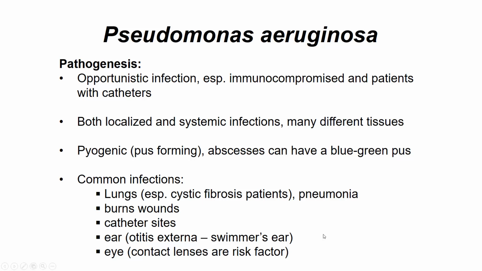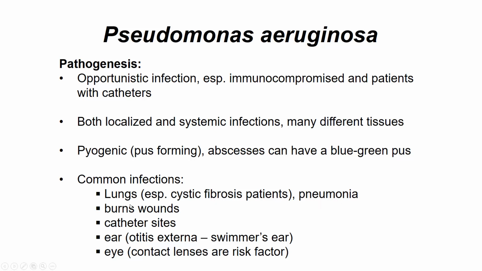It is a pyogenic, or pus-forming, bacterium. So if you're infected, you will have pus produced at the site of infection. And as I mentioned, one of the ways to know you have it is the blue-green pus, which is pretty unique to this. So some common infections associated with Pseudomonas: lung infections, particularly those associated with cystic fibrosis. It is one of the biggest drivers of lung infection in cystic fibrosis patients, as well as in some other cases of pneumonia, but this is the big group.